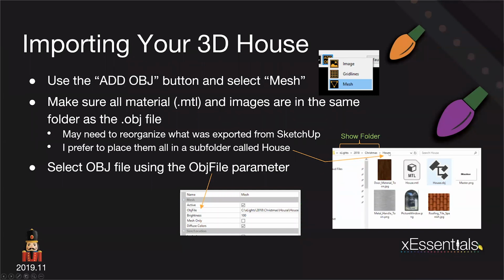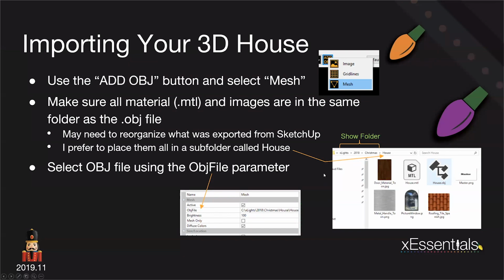So this is what mine looks like. Christmas is my show folder. I just have a subfolder called house, and then I drop all the files that are needed for that 3D house model in there. And then when you select that OBJ file, everything's there and it finds it. So I was just mentioning here, you might need to reorganize what was exported from SketchUp.